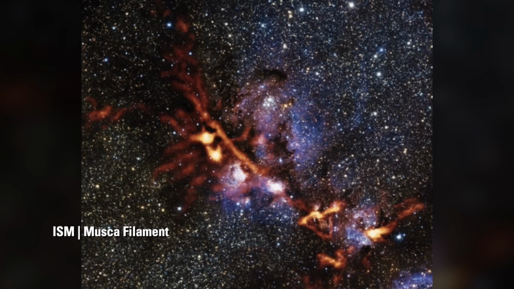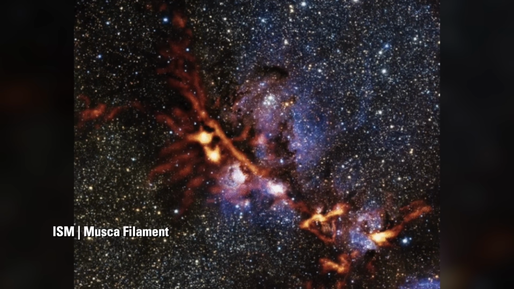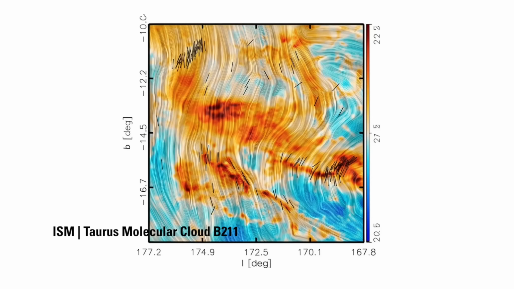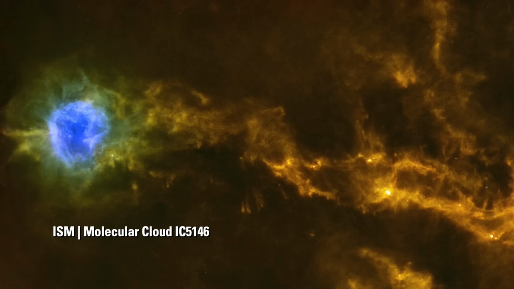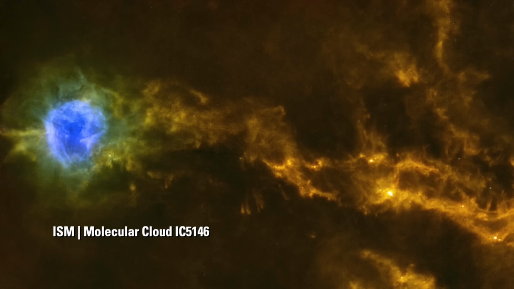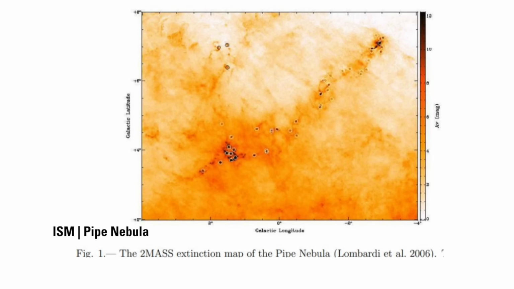So looking first at the interstellar medium, we will look at the Musca filament. We will look at the Taurus molecular cloud B211. We will look at the Taurus molecular cloud 1506. And we will look at the molecular cloud IC 5146. We will also look at the Pipe Nebula.